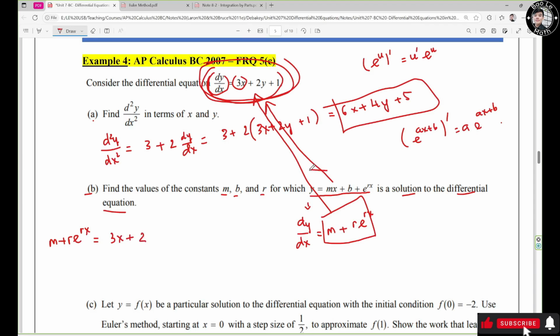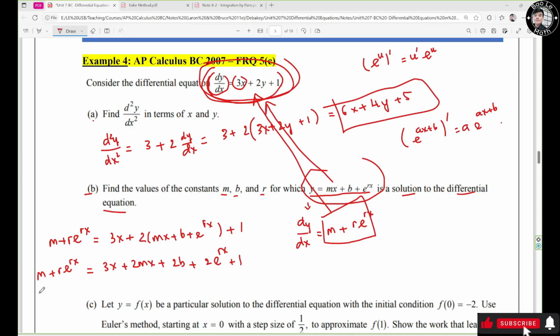So I have m plus r times e raised to the rs equals 3s plus 2y, but y equals this one right here. So I have ms plus b plus e raised to the rs plus 1. Now I need to distribute this and group them. So I have m plus r times e raised to the rs equals 3s plus 2ms plus 2b plus 2e raised to the rs plus 1.